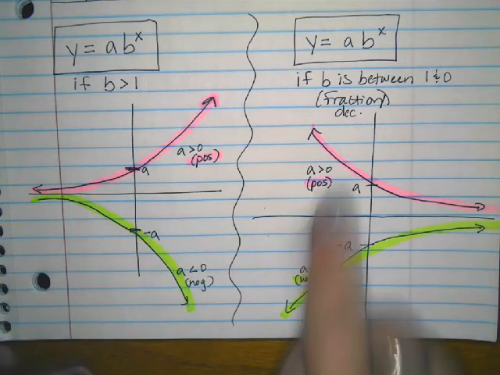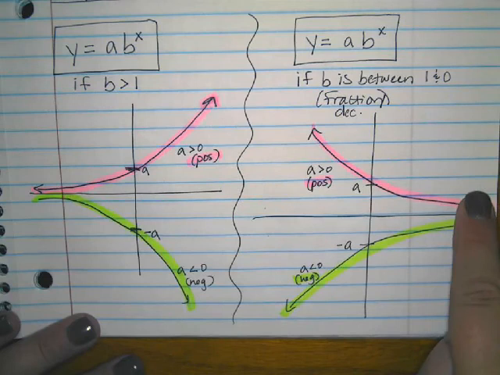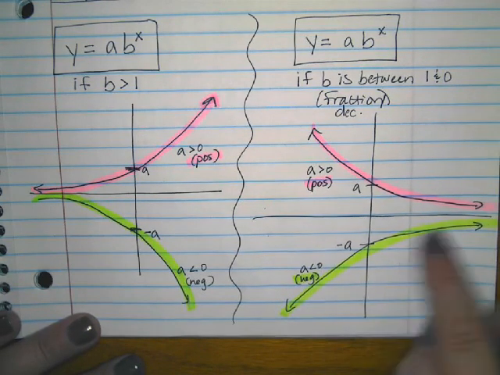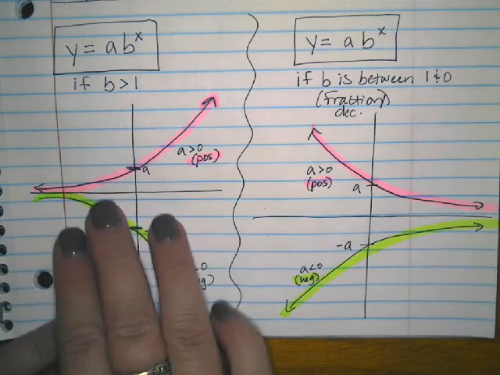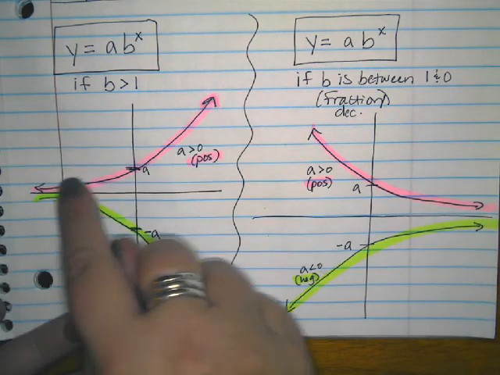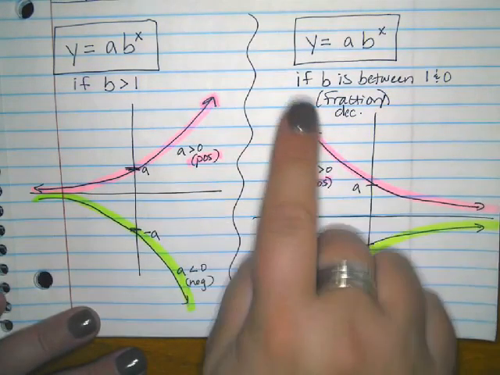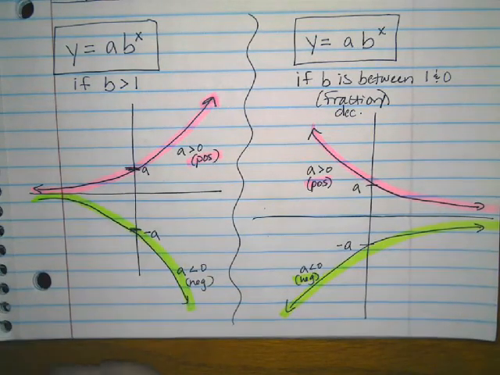So when that b is between 1 and 0, or a decimal or a fraction, the swooshes look a little different. I am looking at the one if a is positive, this is what that swoosh looks like. And if a is negative, this is what it looks like. So notice the difference between the two. On this side, my swoosh is starting low and increasing high. And on this guy, it's starting high and going low. So you can kind of see the difference between the two.